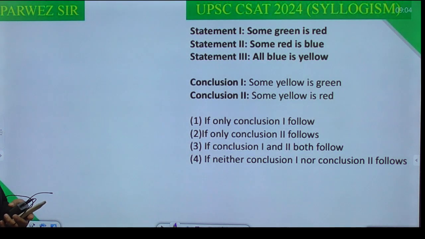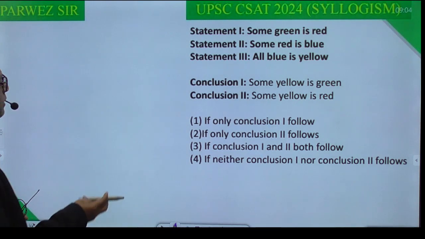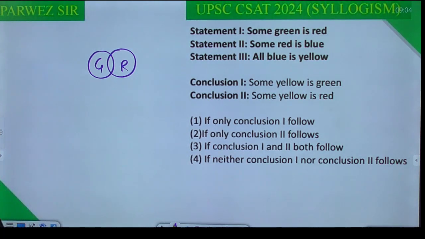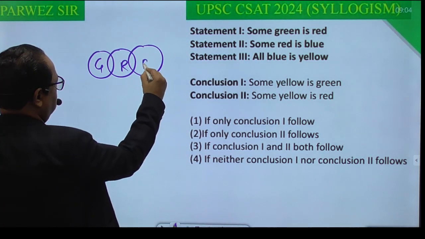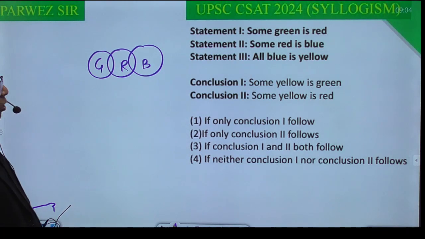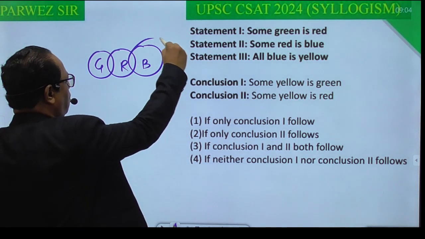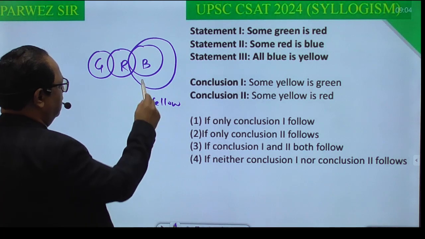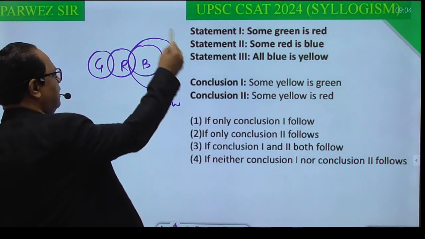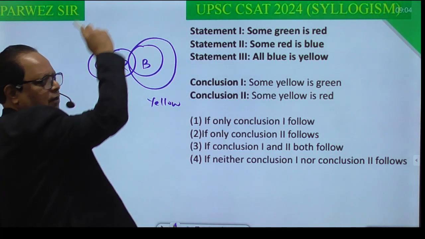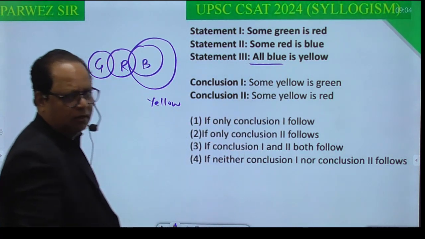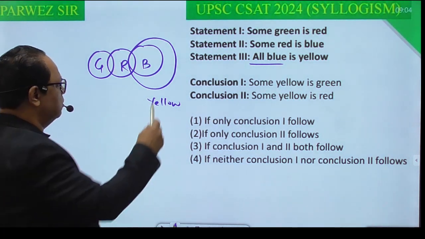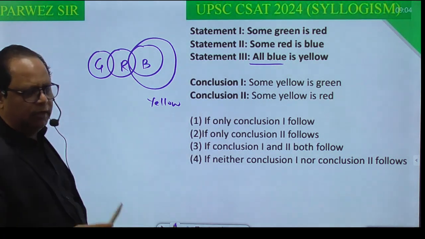Now taking another question. Look, some green is red. Some red is blue. And all blue is yellow. We will have to cover only all of blue. We cannot take it in this way. If in the question all blue is yellow, make sure only the blue part will be covered with the yellow. So all blue are yellow. In this way we will have to take it.